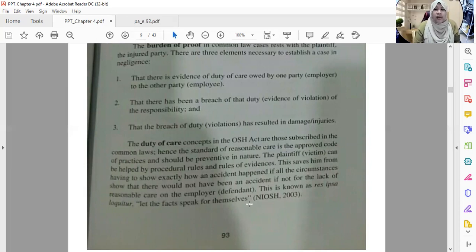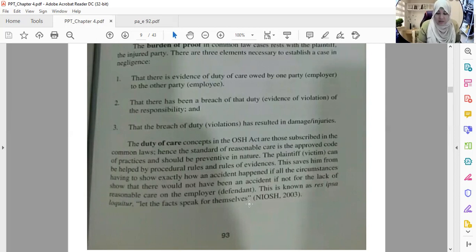Dia kata ini akan menyelamatkan mereka daripada menunjukkan bagaimana jika berlaku kemalangan dalam semua keadaan mereka tidak akan terkena kemalangan tu, jika mereka tidak mempunyai kekurangan dari segi penjagaan tu dari pihak defendant. So benda ni penting lah, they are very important because it's showing some rules, and also the rules of evidence. Of course, the another one is in terms of the code of practice, and this is known as res ipsa loquitur.